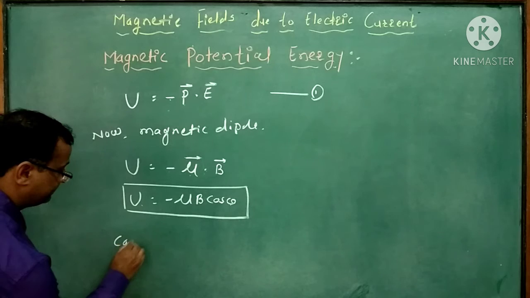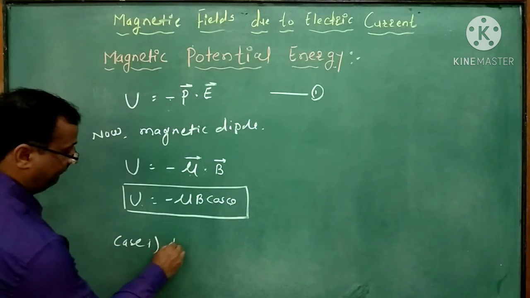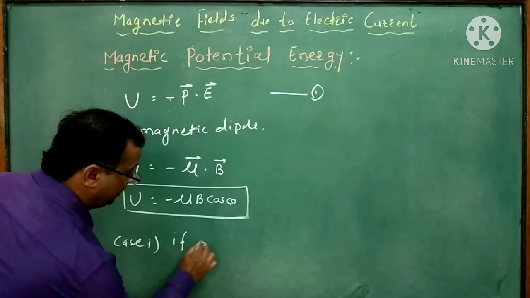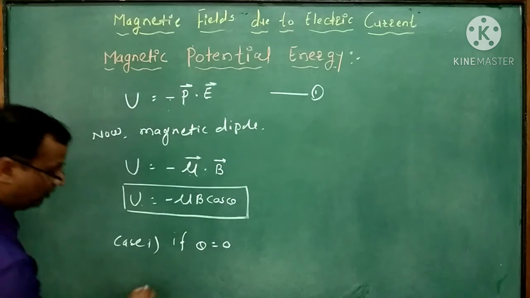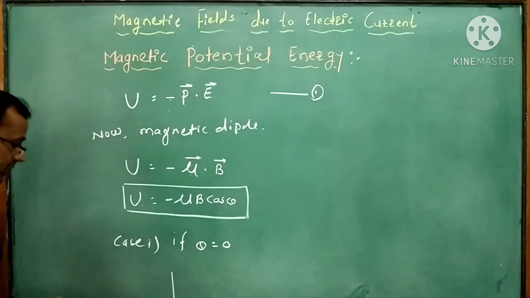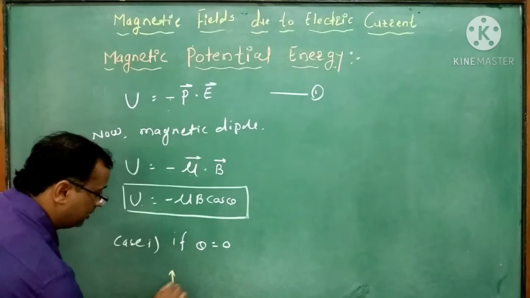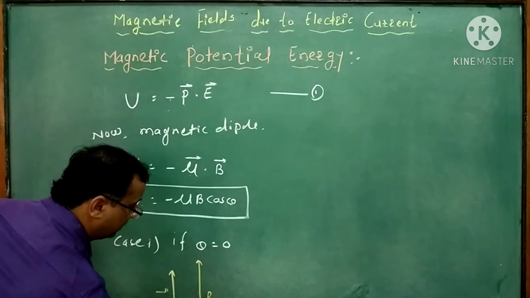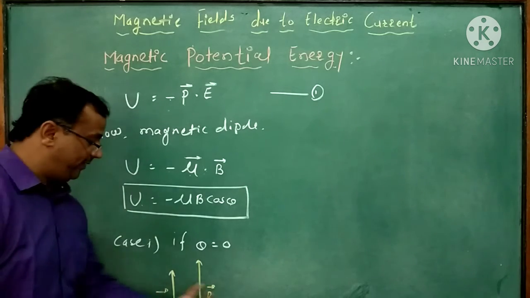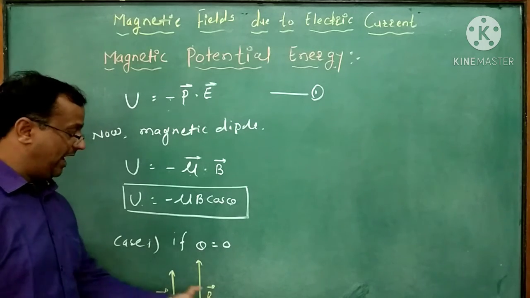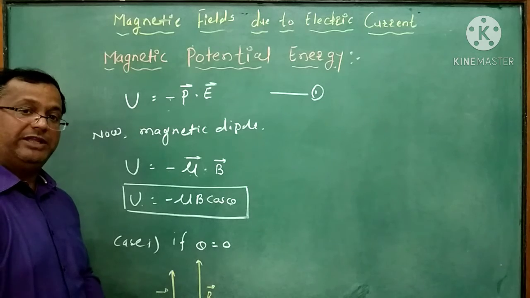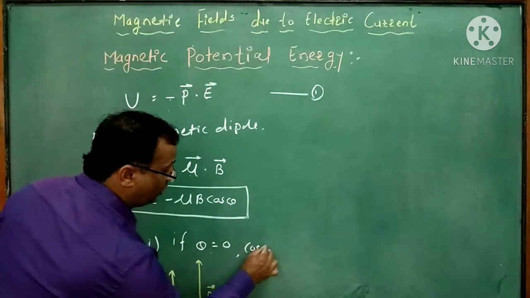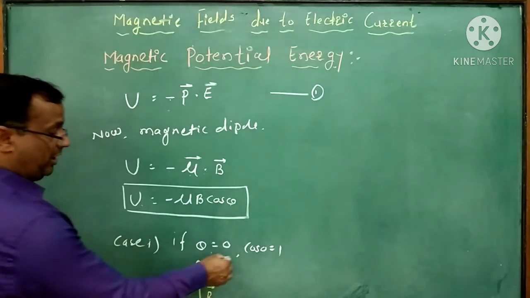Now case 1. If the angle between mu and B is 0, if theta is equal to 0. Theta equal to 0 means, suppose if we consider this will be the direction of mu, and again this will be the direction of B. It means that here mu and B are parallel to each other. If they are parallel to each other, then the angle between them is 0. Then if we substitute this value here, cos 0 is equal to 1. Now substitute this value here.